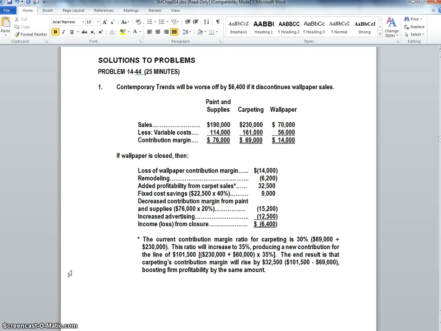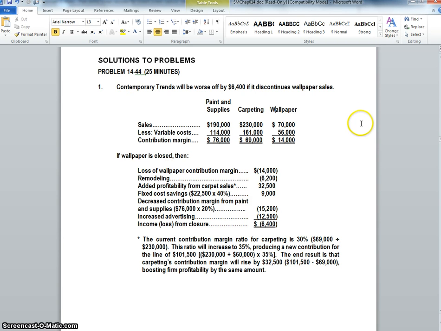And again, just high level, chapter 14 is all about some of the unique business decisions that face managers. Our goal as people doing managerial accounting is to come up with the numbers and do some quantitative analysis to help support this decision making. In this particular problem, we have a local business, Contemporary Trends, that does a whole bunch of home remodeling and decor type product lines. So they have paint and supplies, carpeting, and wallpaper. And wallpaper, based on the information in the problem, is operating at a loss of $8,500.